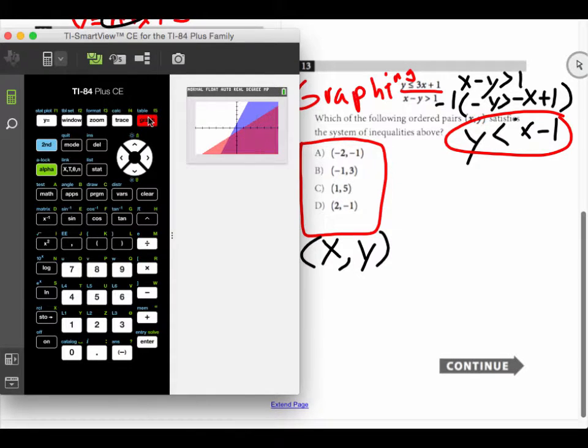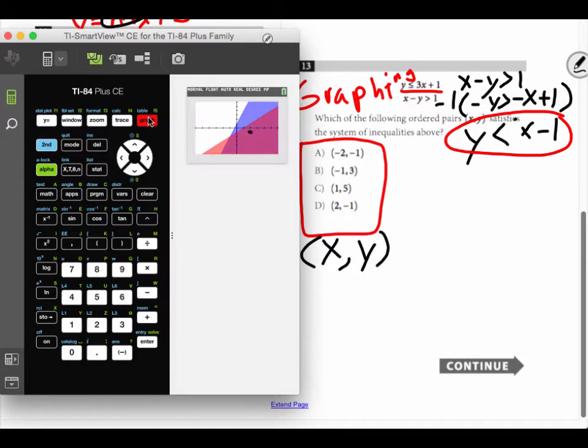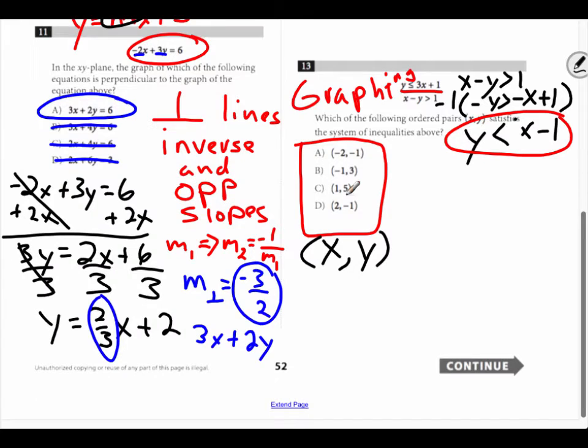Boom, boom. Now I just got to find a point that fits on those. Negative 1, positive 3 does not work. 1, comma 5 does not work. 2, negative 1 actually does work. It works quite well, right? Yeah. 2, negative 1, if I go over 2, down 1, that would be right here. And that's in both of them. So I think that's the answer. Let me double check.